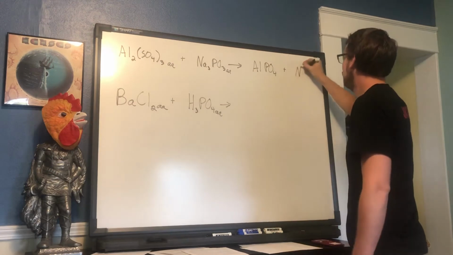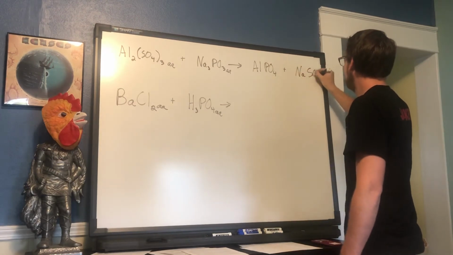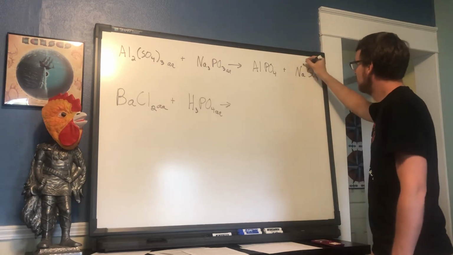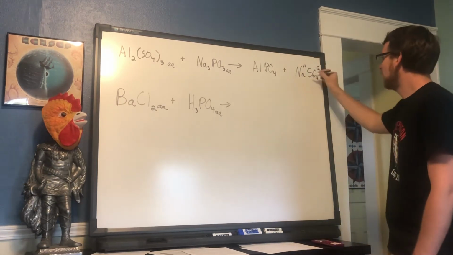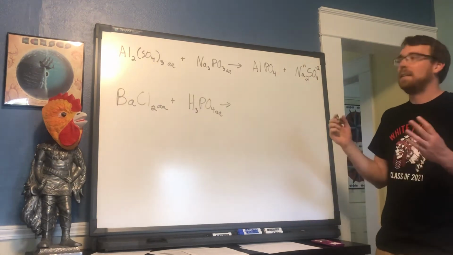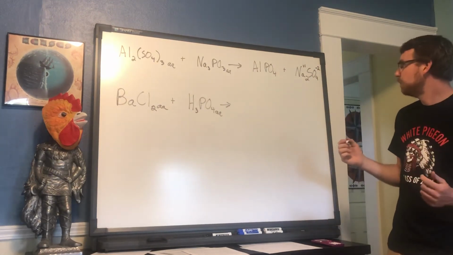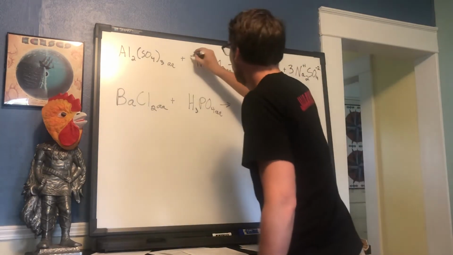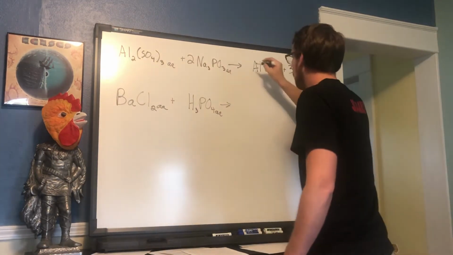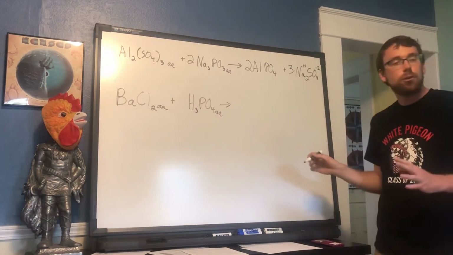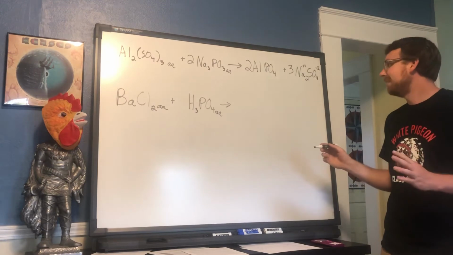We're going to have NaSO4. Now, sulfate has a -2 charge. Sodium has a +1 charge, so we'll need to fix that with a 2. We can now balance this equation. I'm going to put a 3 here and a 2 here. And we're going to have a 2 there. And that should get everything nice and balanced.